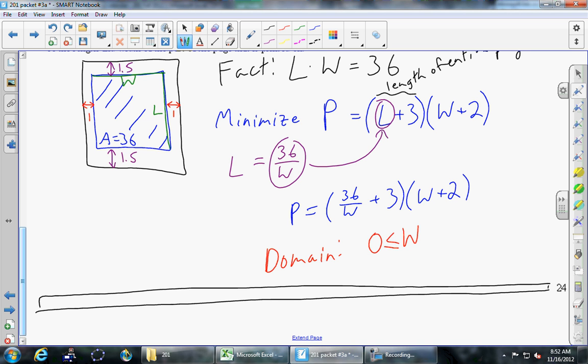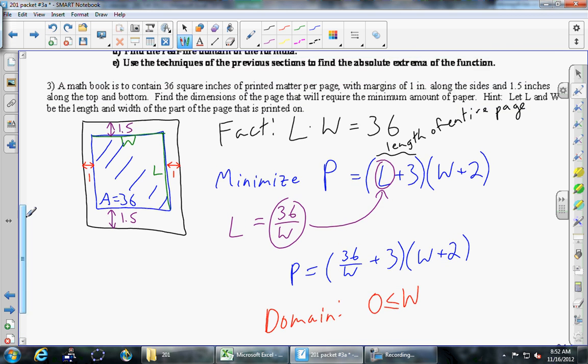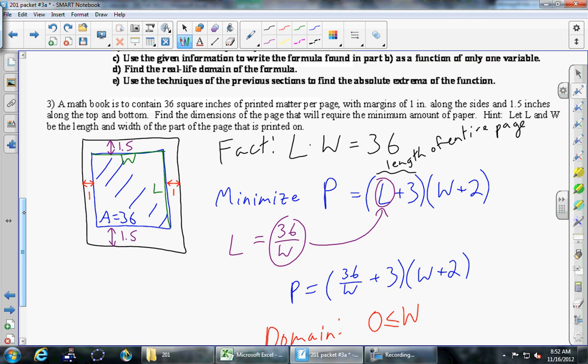So it feels like we don't really run into a problem, although maybe technically we're going to make our font so small that we can't read it at some point. But it doesn't seem like mathematically anyway, there's an upper limit to this. So that's our domain. And then we come back here. So we just did D, find the domain. And then part E, use the techniques of the previous sections to find the absolute extrema of the function.